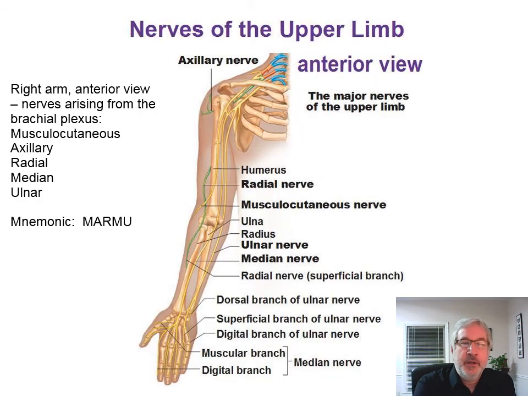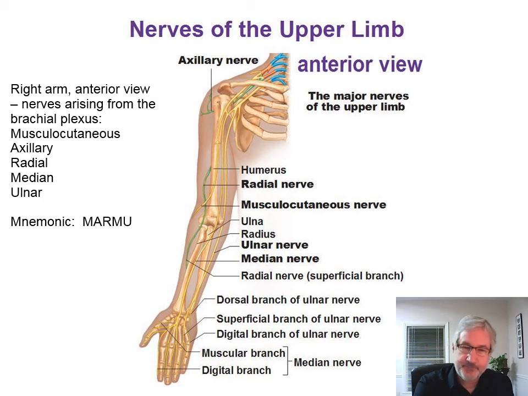So this is a right arm, anterior view, of the nerves arising from the brachial plexus. You have the axillary nerve, then the musculocutaneous nerve here, and that is right here. Then the radial nerve is in green, and you see it back here, hiding behind the arm. Then you have your ulna and radius. Your ulnar nerve is going to go right along next to the ulna. So there's your ulnar nerve there.